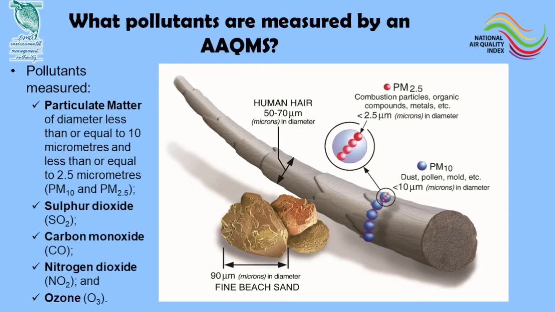Also think about a grain of sand on a beach. A grain of sand is 9 times larger than PM10. These particulate matter sizes can get into your lungs. Other air pollutants measured are sulfur dioxide, carbon monoxide, nitrogen dioxide, and ozone.